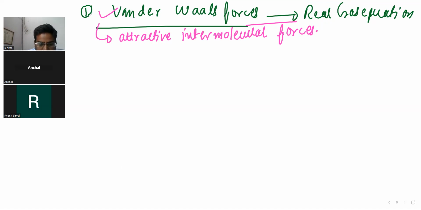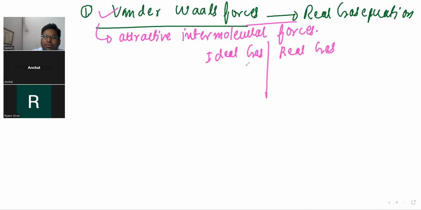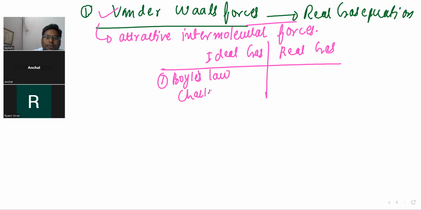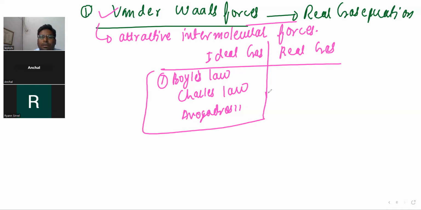Right. Now see, he explained the deviation of real gas from ideal gas. So there are two types of gas we will study later in this chapter: ideal gas and real gas. So ideal gases are those gases which obey laws like Boyle's law, Charles' law, Avogadro's law, like that. So we'll study different types of laws and how real gases are different from ideal gases.